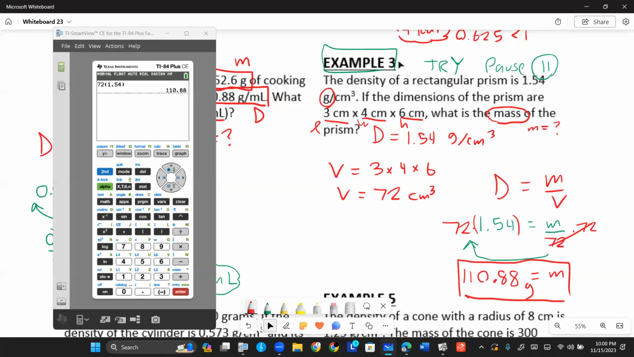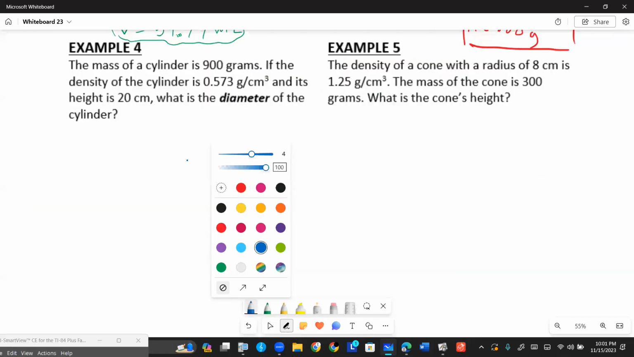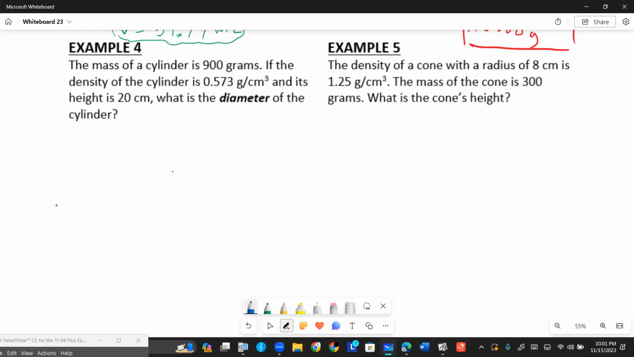Let's look at another example. Okay, the mass of a cylinder is 900 grams. We'll call that M. If the density of the cylinder is 0.573 grams per cubic centimeter, capital D, and its height is 20 centimeters, H, what is the diameter, lowercase d, of the cylinder?